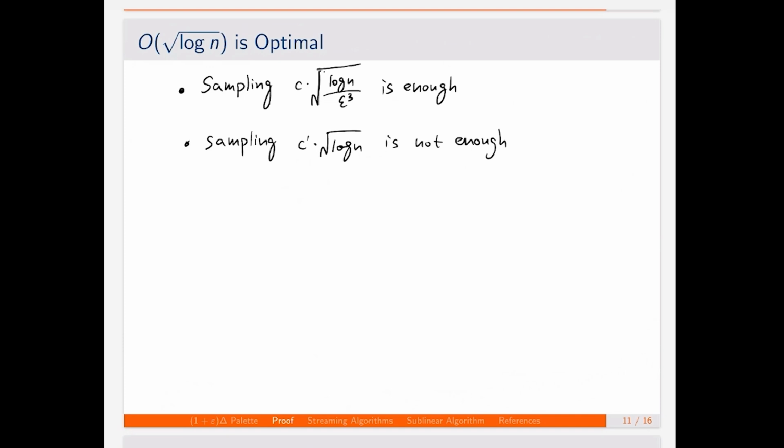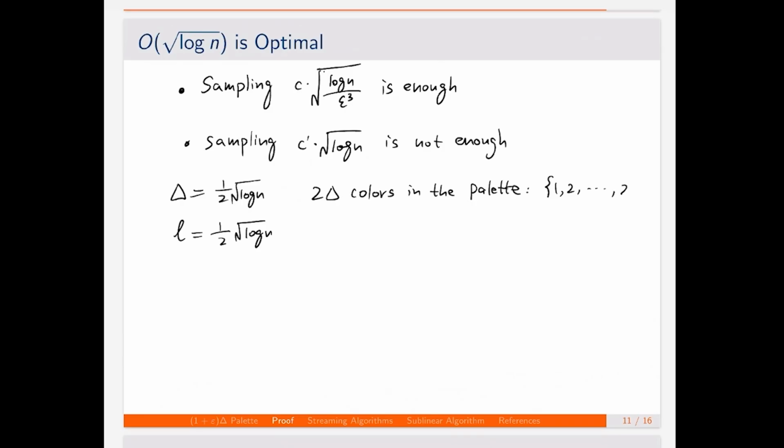Okay, so the proof idea goes like this. We show that for delta, which is the maximum degree, equals 1/2 times square root log n, and L equals 1/2 square root log n. Here we ignore the little constant, so there might be some constants added here. In the end, we just need to ignore that. And suppose the palette has 2 delta colors in the palette. We show that there exists a graph G such that sampling only L number of colors fails the palette sparsification task.